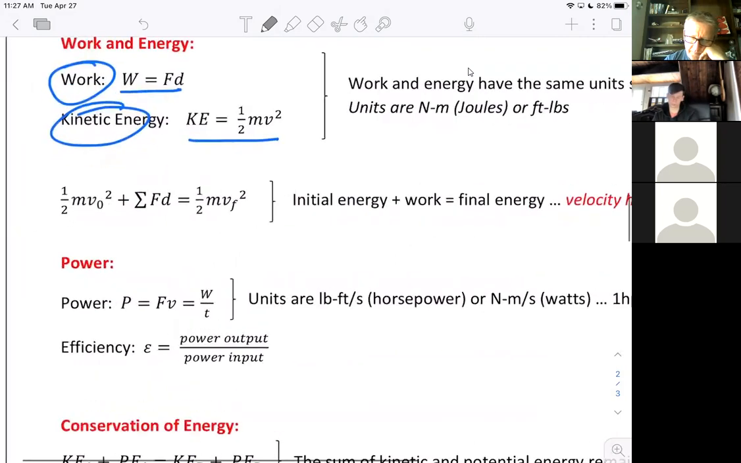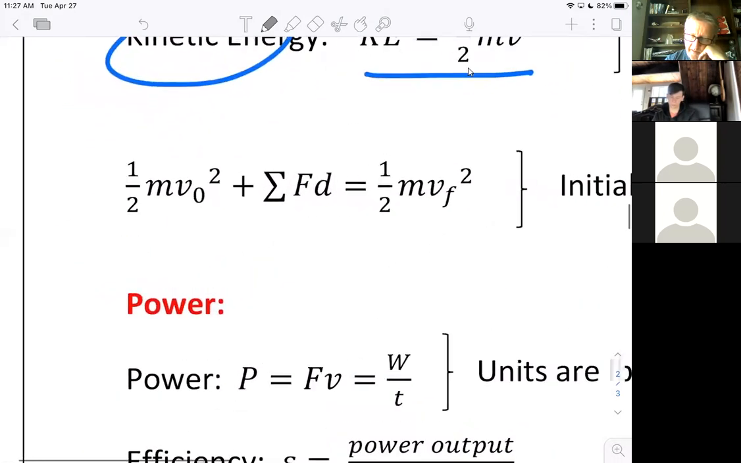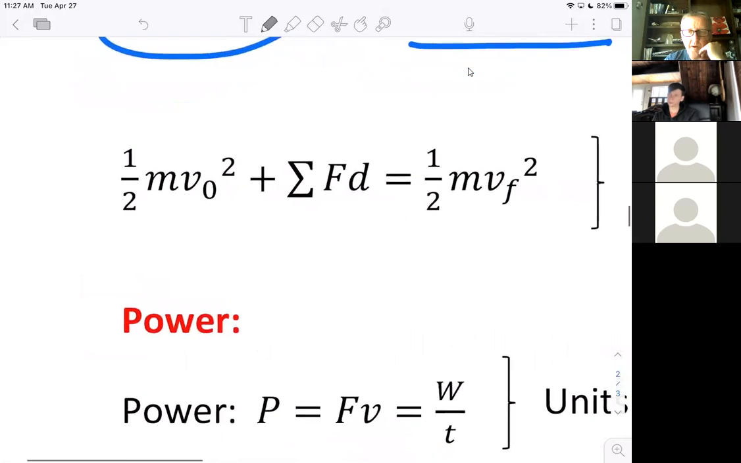So does this second formula then, this is what I want to go use right now for a problem in a second. Does this formula make some sense to you then? This is basically saying the initial energy.